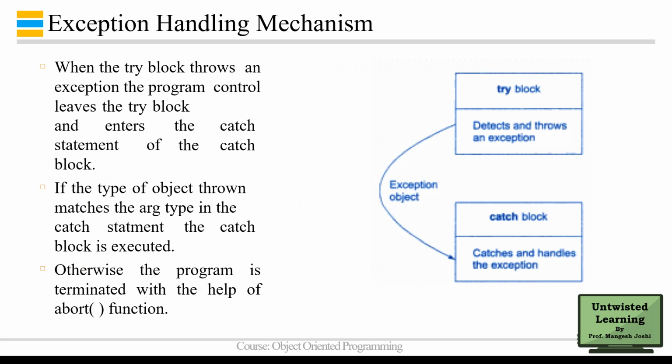So when the try block throws an exception, the program control leaves the try block and enters the catch statement of the catch block. As I have already told, once it is thrown, the program control will leave to the catch block. If the type of the object thrown matches the argument type in the catch statement, the catch block is executed.